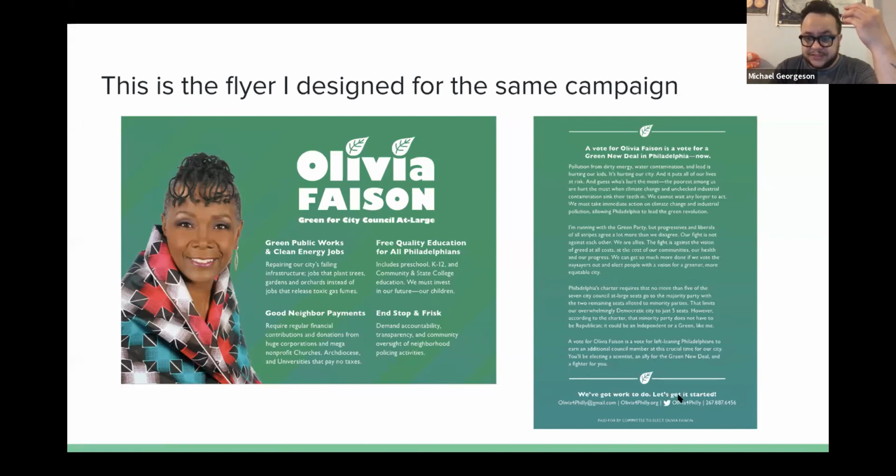And then this phrase here is called the call to action. Let's get it started. So it makes you want to jump in and do something. And then it gives you the information on how to do that right underneath. One thing, I'm pretty sure, is that all election materials have to have this paid for by the committee to elect so-and-so on the bottom. I'm pretty sure that's the case. So don't forget that.